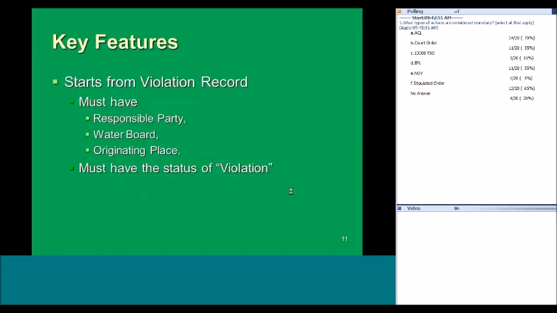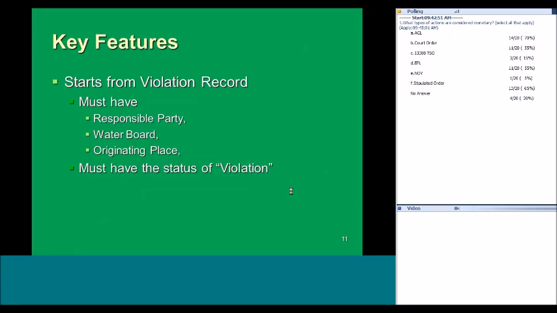Okay, so with that, we're going to move on to the enforcement action wizard. And the key features of the wizard, it starts from a violation record, and the violation record must have a responsible party, a related water board, and a related originating place, and it must have the status of violation.